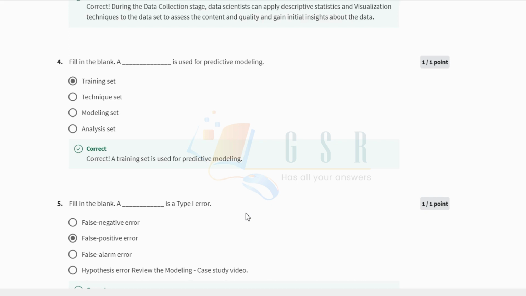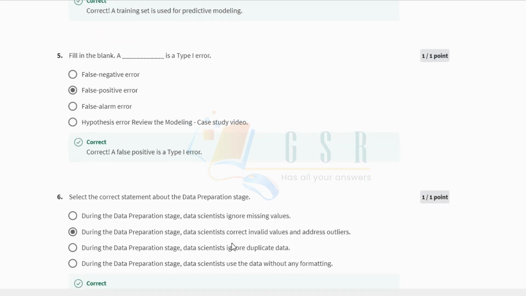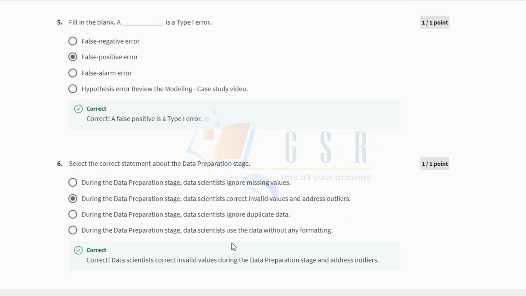But something is not true and you have given it true, so that will come in true negative. So what kind of error is false positive? It is type 1 error. So they have several types of error on the basis of that. Sixth one is select the correct statement about the data preparation stage.